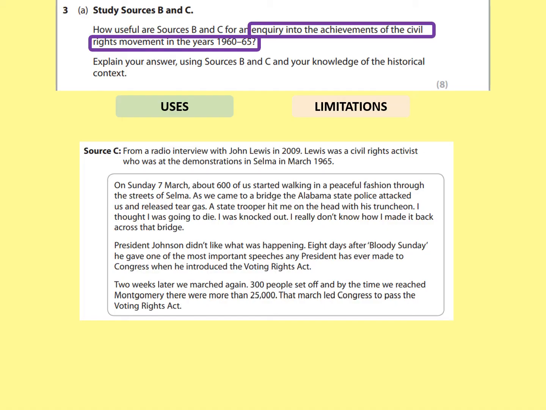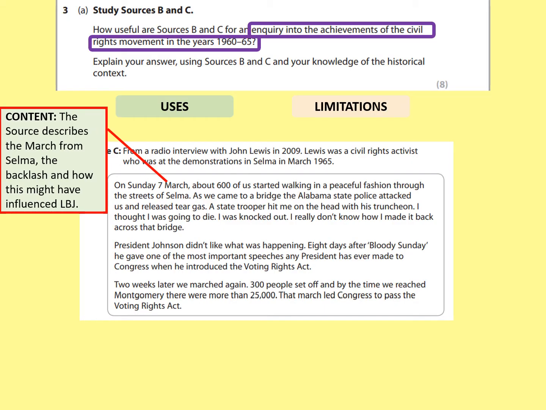President Johnson didn't like what was happening. 8 days later, after Bloody Sunday, he gave one of the most important speeches any president has ever made to Congress when he introduced the Voting Rights Act. 2 weeks later, we marched again. 300 people set off, and by the time we reached Montgomery, there were more than 25,000 people. That march led Congress to pass the Voting Rights Act.